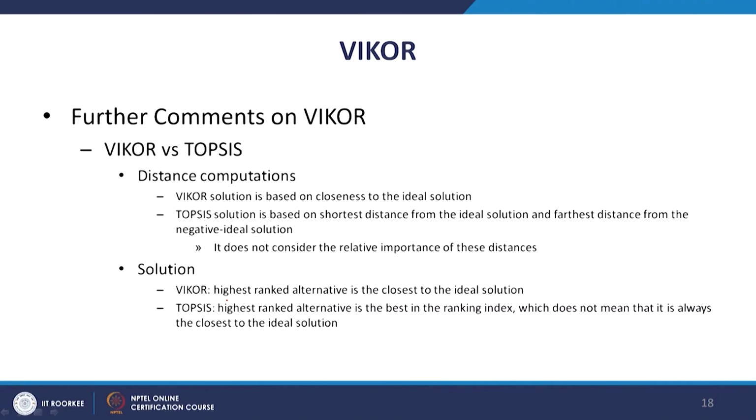If we look at the solutions obtained from these two techniques, in VIKOR we get the highest ranked alternative, which is closest to the ideal solution. However, in TOPSIS we get the highest ranked alternative, which is best in the ranking index. Because two distances are part of the way the solution is generated in TOPSIS, it is not guaranteed that the best alternative per the ranking index is always going to be closest to the ideal solution. So, that is one difference over there.